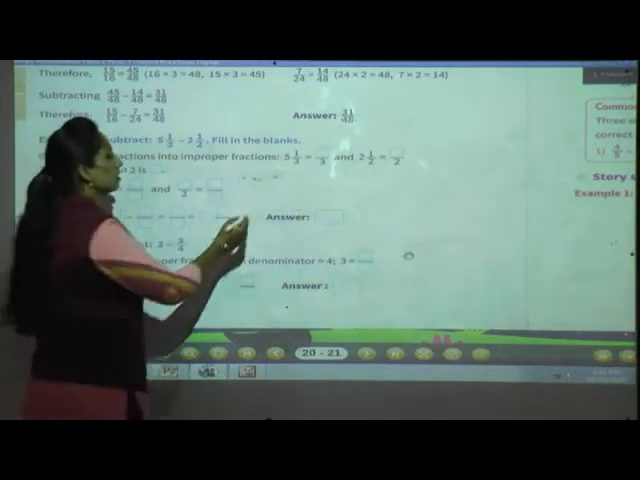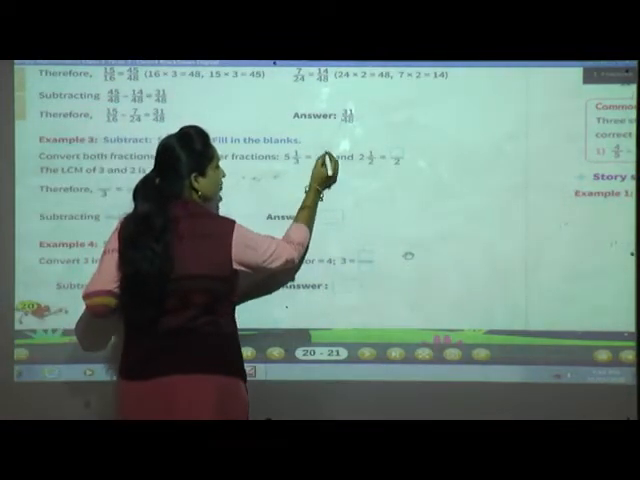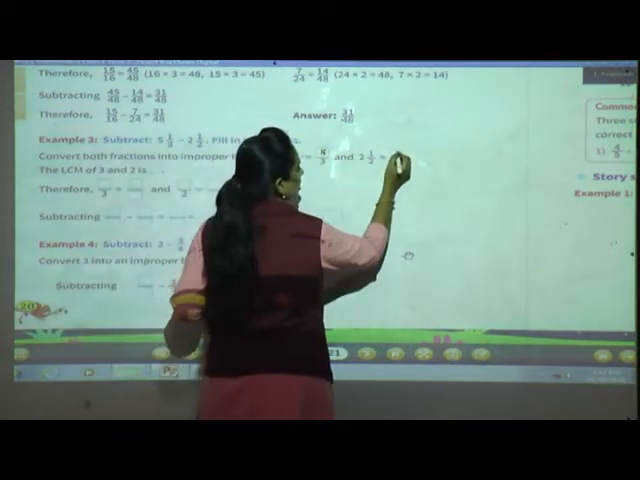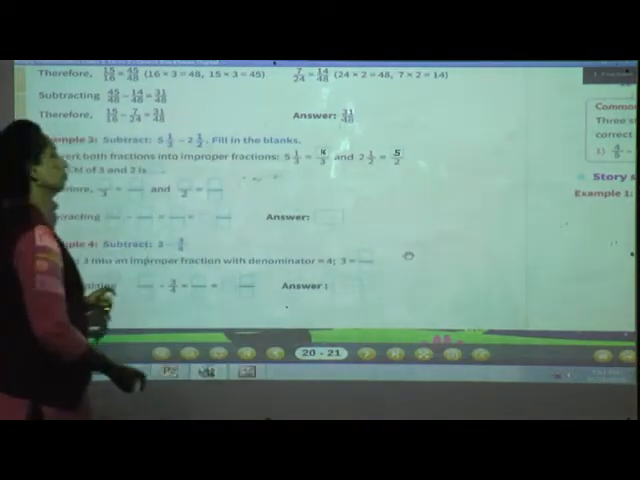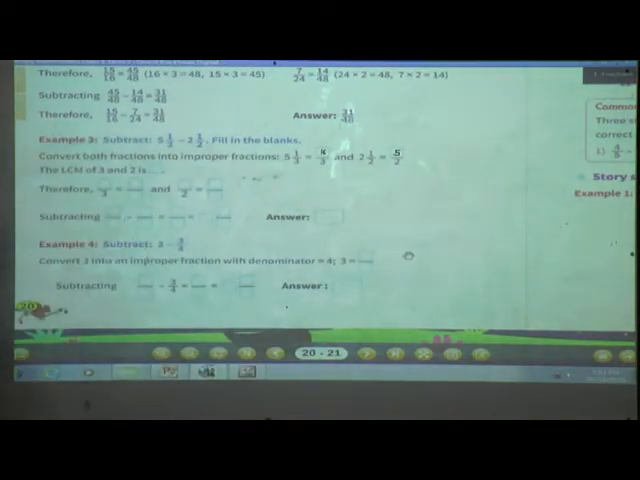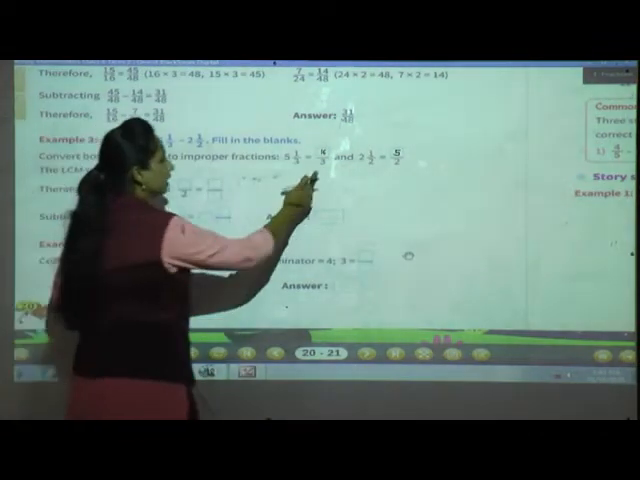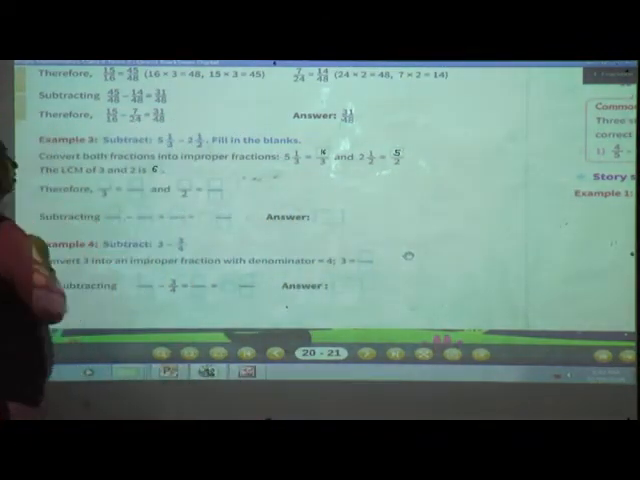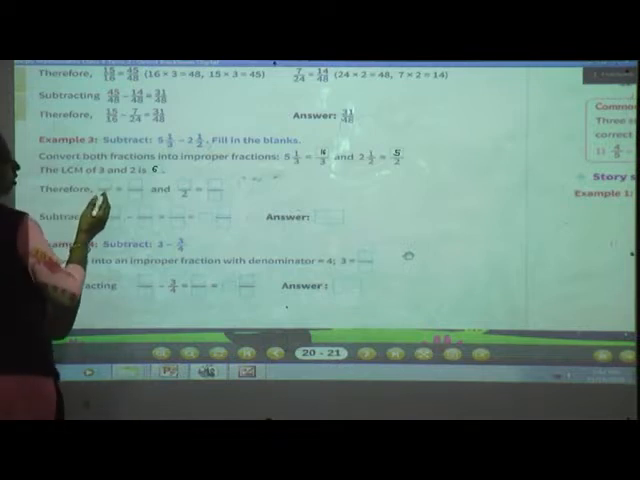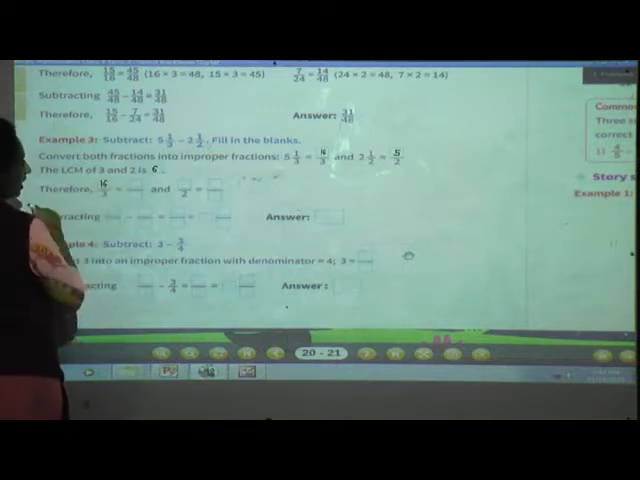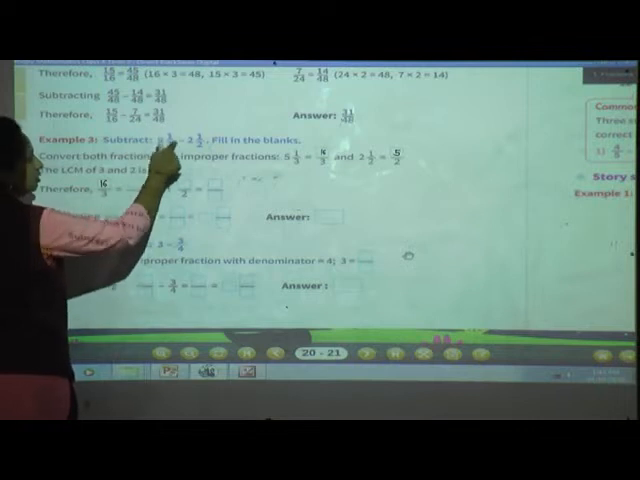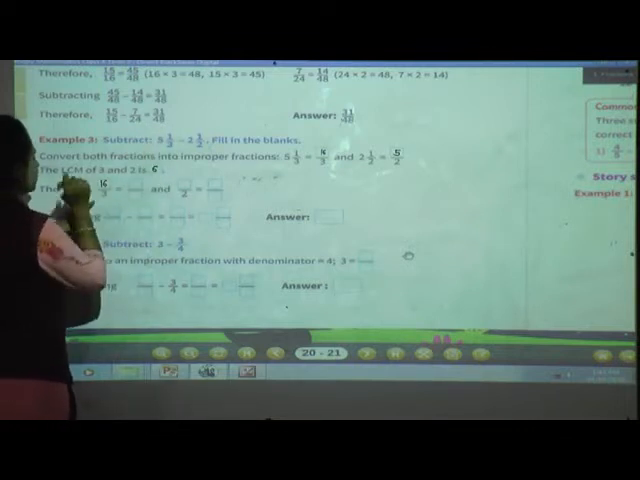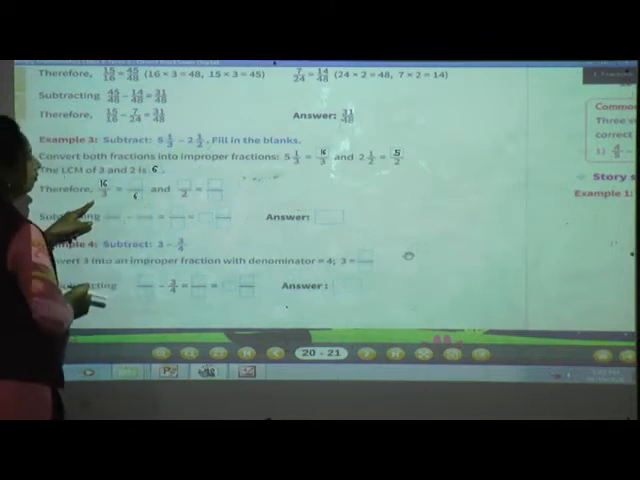Now how we can see? 5 3s are 15 plus 1, 16 divided by 3. 2 2s are 4 plus 1 is 5 divided by 2. Now the LCM of 2 and 3 is, directly you can do, 2 3s are 6. Okay. So here the first is 16 divided by 3. These mixed fractions we have converted into improper fractions. The LCM is 6, so here 6 should come, isn't it?